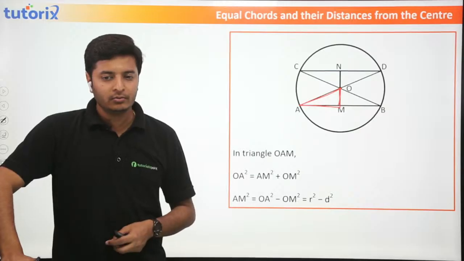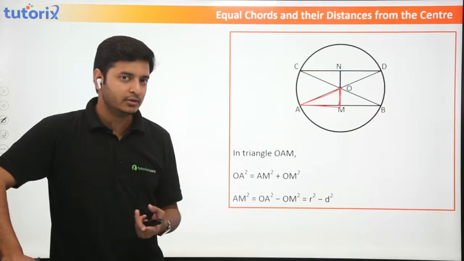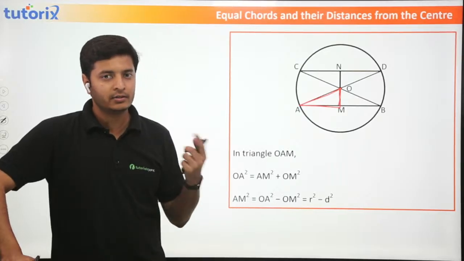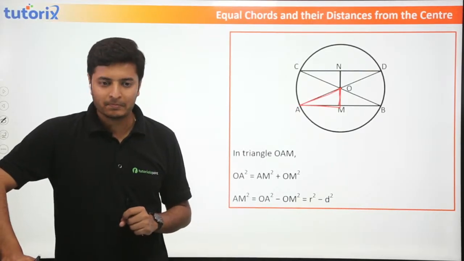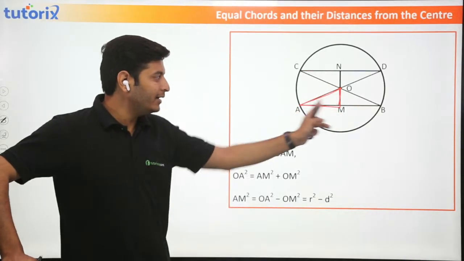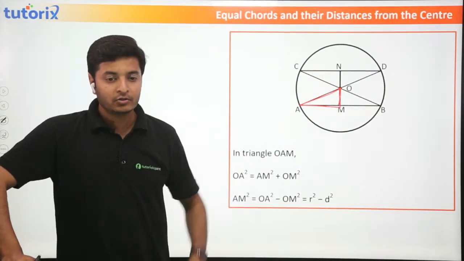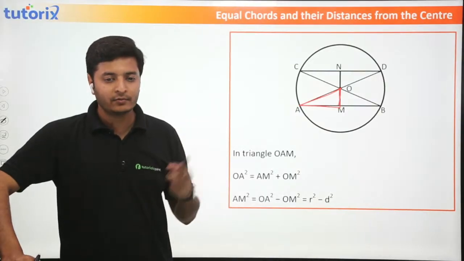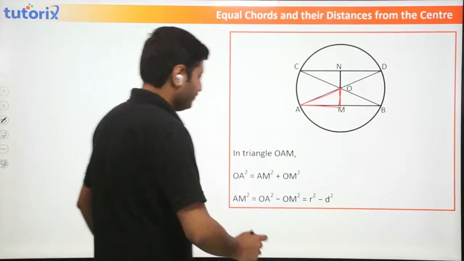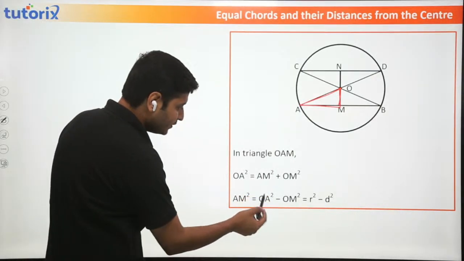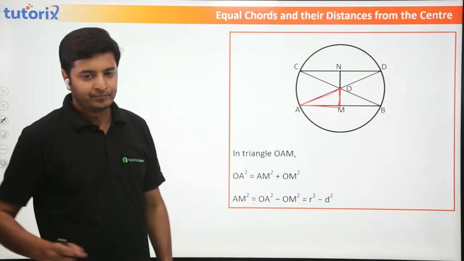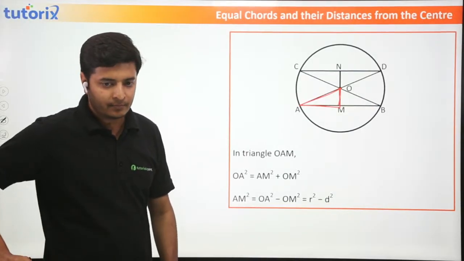According to one of the greatest mathematicians, Pythagoras, the square of the hypotenuse will always be equal to the sum of the squares of the other two sides. Correct? Yes, sir. OA is the hypotenuse here. OM and AM are the other two sides. So OA square is equal to AM square plus OM square. From here we can see that AM square can be rewritten as OA square minus OM square, isn't it?